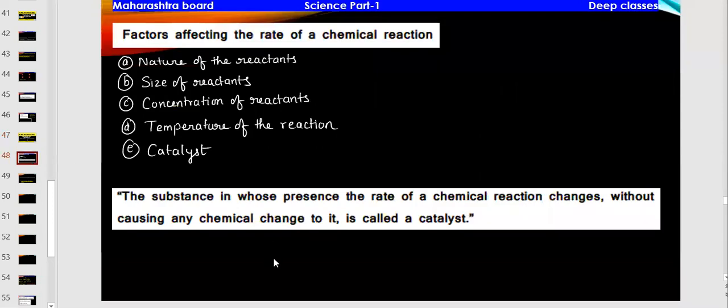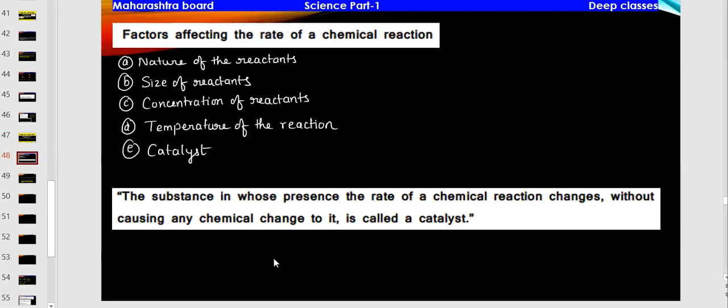There are 5 factors discussed here, that is nature of reactants, size of reactants, concentration of reactants, temperature of reaction, and catalyst. What is the meaning of this? Factors affecting the rate of chemical reaction. That means these are the reasons why the reaction can change its product or how the changes can happen in the reaction. These points are important. If there are some changes in these things, the product may be different.